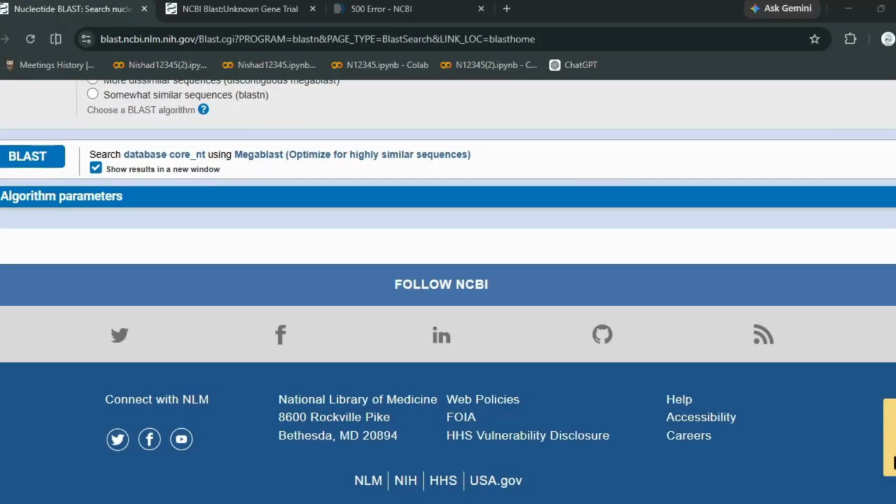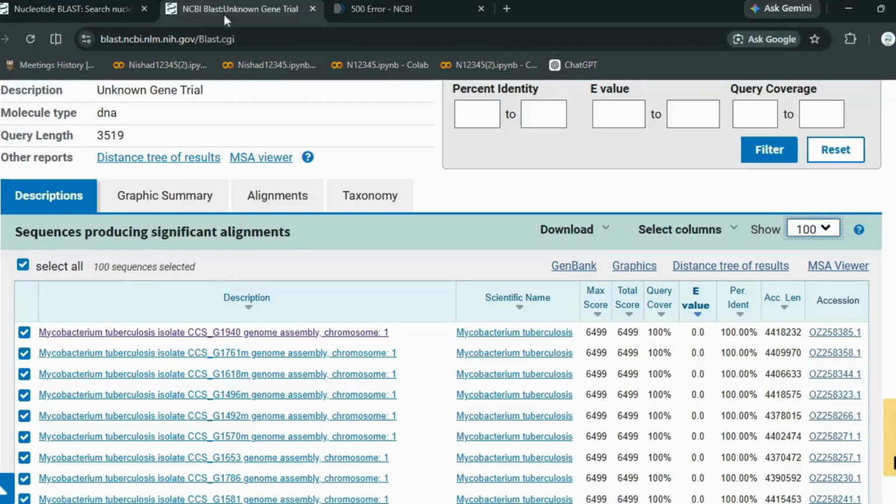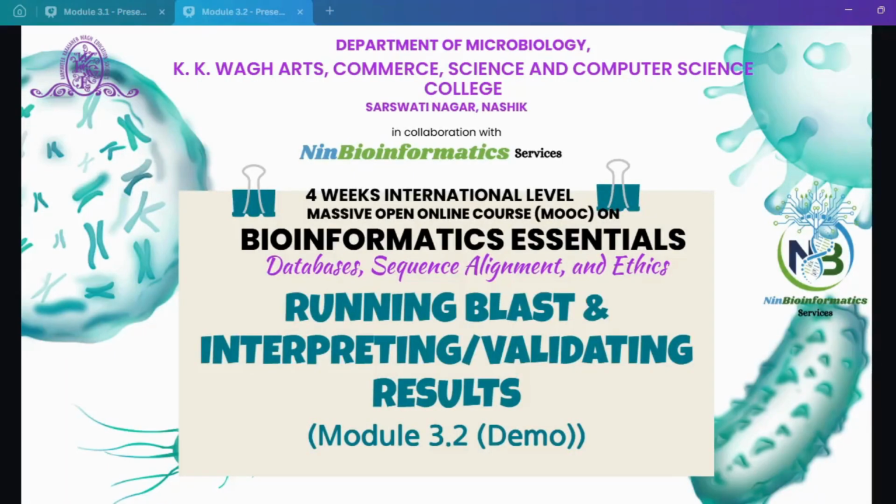Okay, here you can see BLAST, and here you can see Mycobacterium tuberculosis. We got the results for Mycobacterium tuberculosis. Now we'll go to interpreting the results.